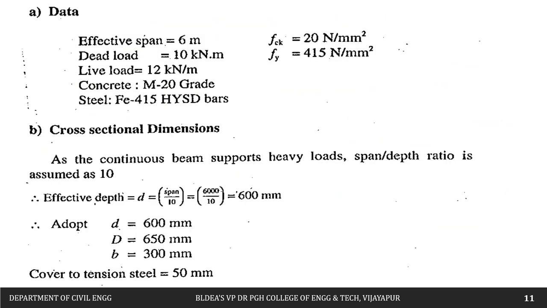So now the effective span they have given as 6 meters. Dead load is 10 kN/m. Live load is 12 kN/m. Concrete is M20 and steel is Fe415, that is fck is 20 and fy is 415. Then next let us decide the depth of the beam. We can assume the span to depth ratio between 10 to 15, so let us assume it as 10.